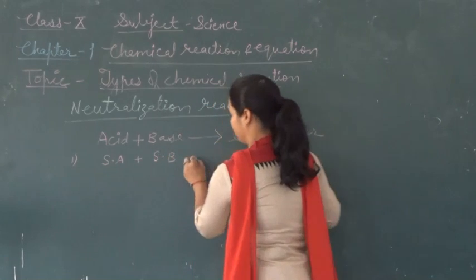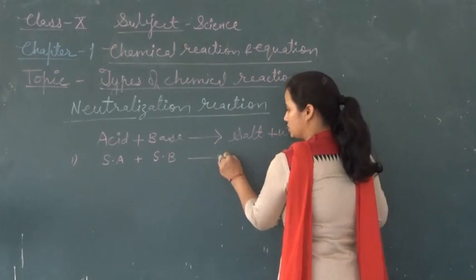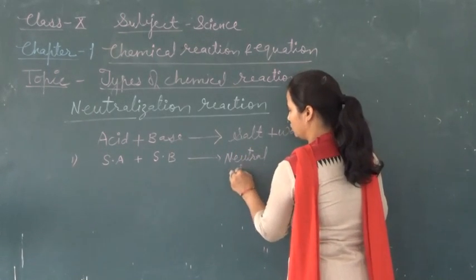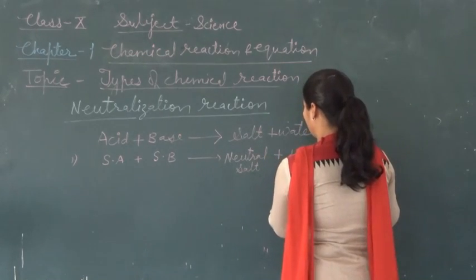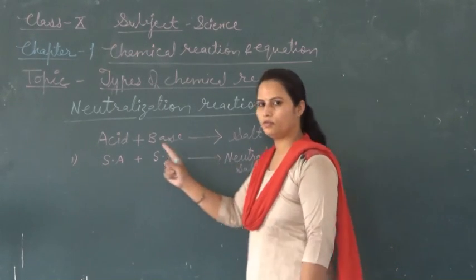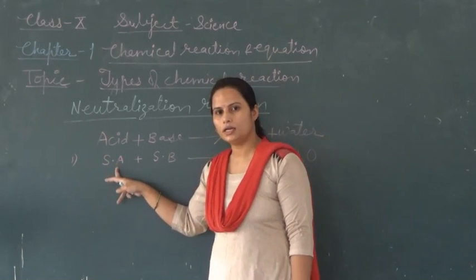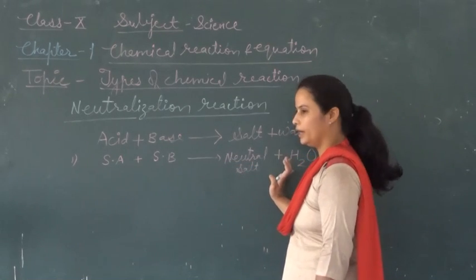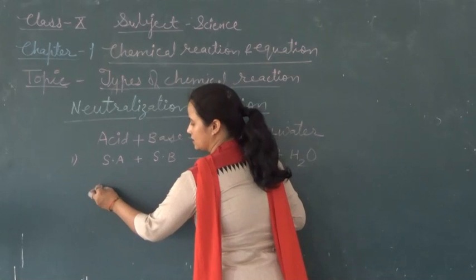The first type is strong acid and strong base. When acid and base react, it forms salt. The formed salt is neutral in nature. It is a neutral salt, and it forms water, H2O. So when a strong acid and a strong base react, it forms a neutral salt and water.